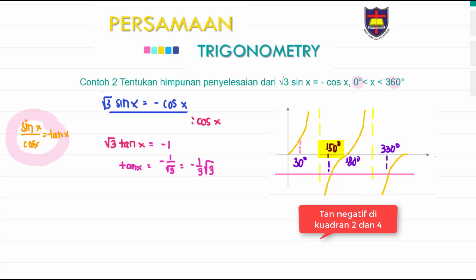And for the fourth quadrant, since it repeats the same pattern periodically at 180 degrees, we will obtain 330 degrees from 180 plus 150. Then these are our solutions for the square root of 3 sin x equals minus cos x. The first one is 150 degrees, and the second one is 330 degrees.